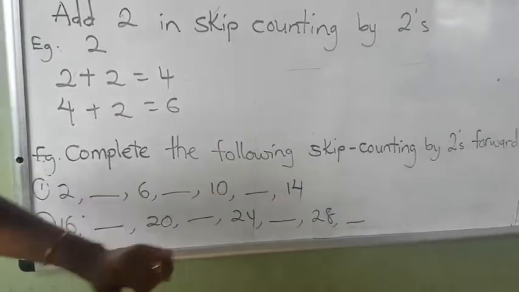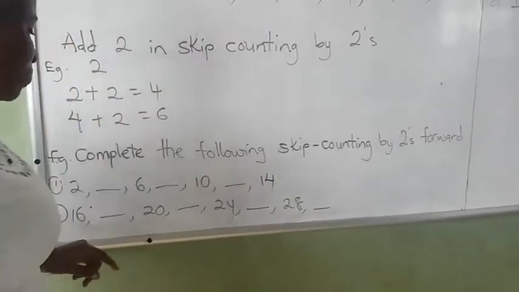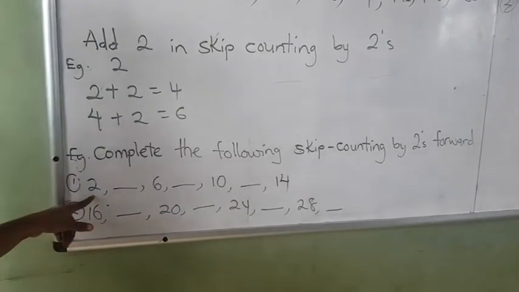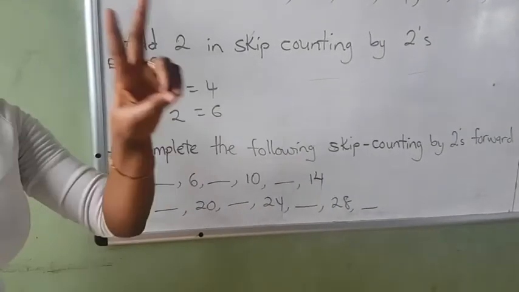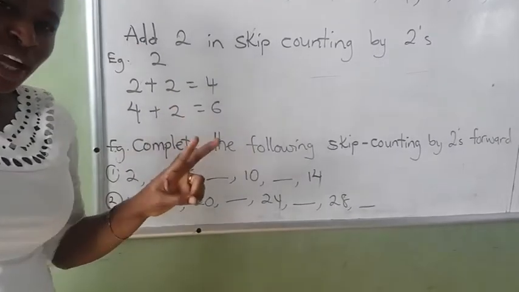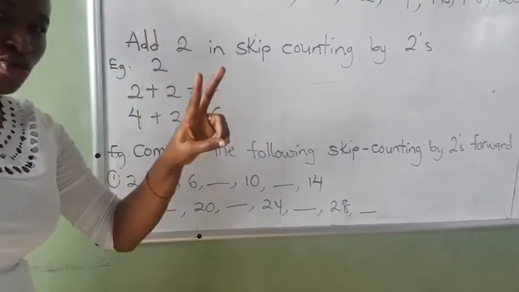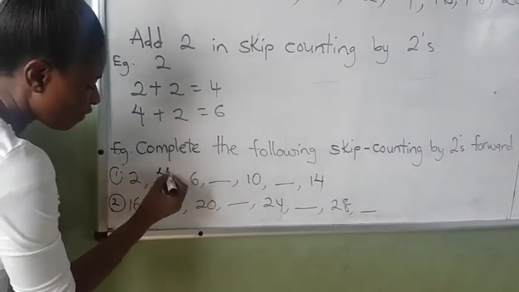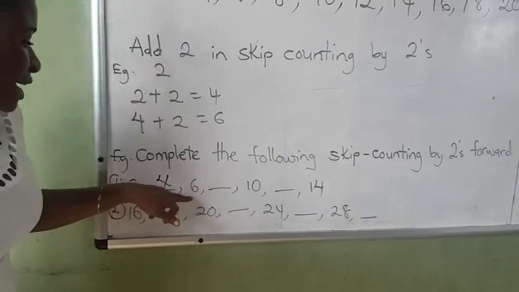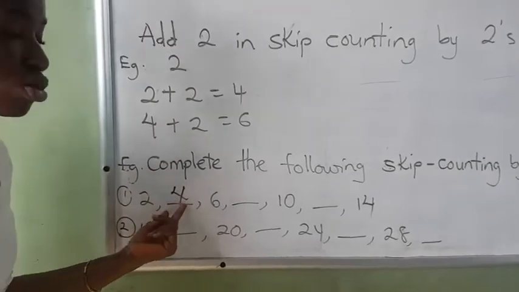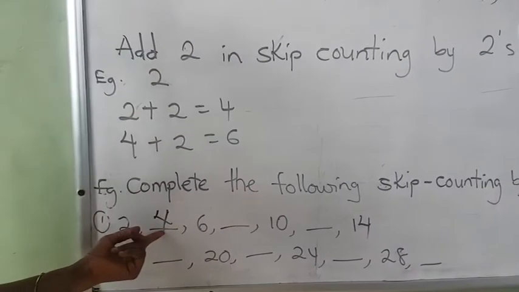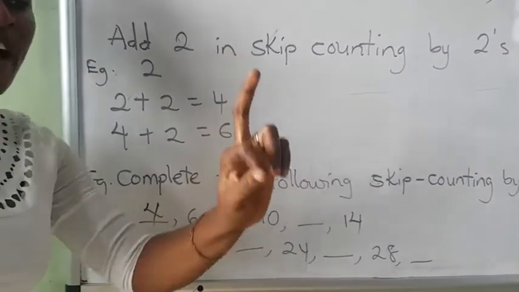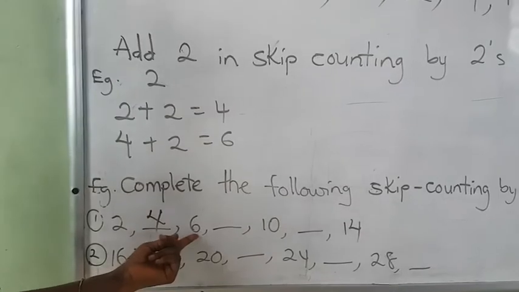Okay, now let's look at this example. Let's complete the following skip counting by twos forward. Now, we have 2 here. So to get the next skip count number, what do you do? You add 2. You put the 2 in your head and then add 2. So we have 2, 3, 4. So the next skip count number is what? 4. To get the next skip count number again, you have to add 2 to 4. So you put the bigger number in your head. So we have 4 in our minds, and then we are adding 2, which is what? 5 and 6. That is what we have here.